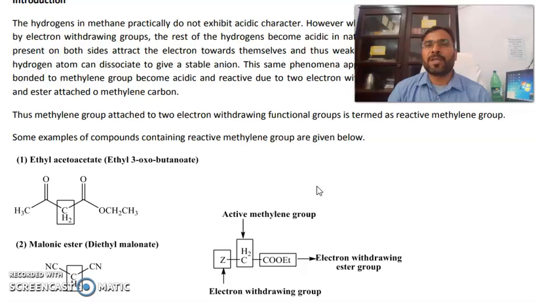This same phenomenon applies to ethyl acetoacetate. The two hydrogen atoms bonded to the methylene group become acidic and reactive due to two electron withdrawing functional groups, that is, acetyl and ester, attached to the methylene carbon. Thus, a methylene group attached to two electron withdrawing functional groups is termed a reactive methylene group. So, active methylene is also known as reactive methylene. Some examples of compounds containing reactive methylene groups you can see here.